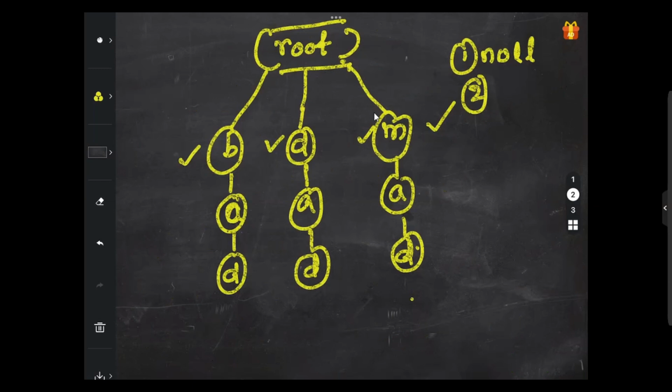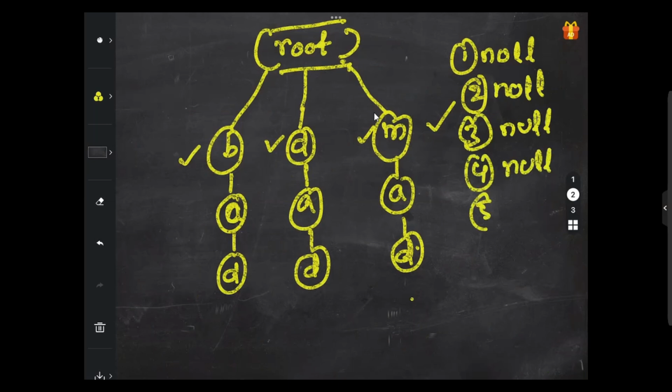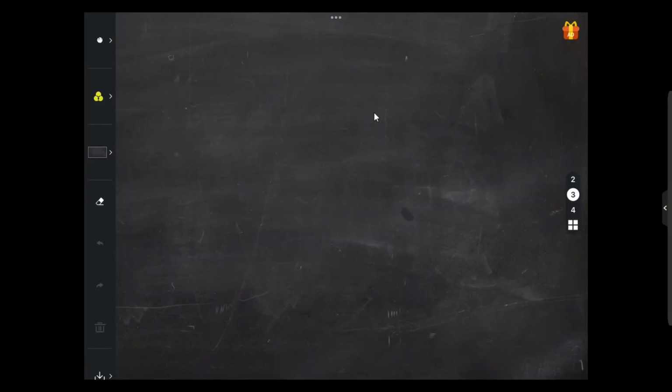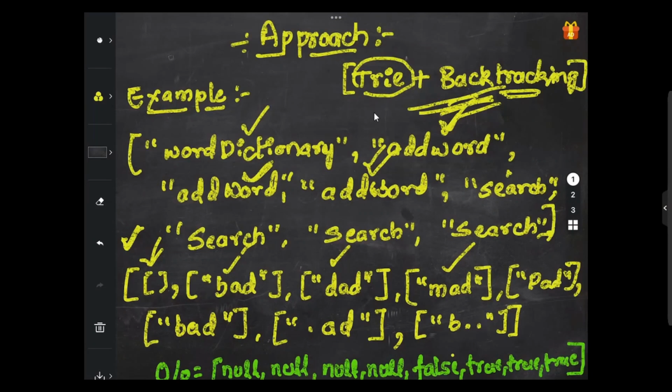So the second, third, and fourth outputs will be null itself. Let's go with the fifth one here. The fifth one was for search, right? Search of pad. We have to consider search of pad here.